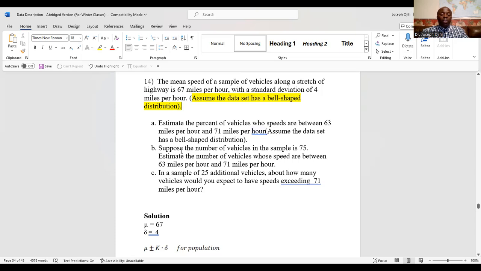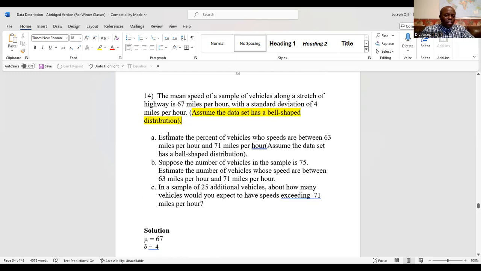Then part B says, suppose that the number of vehicles in the sample is 75. Estimate the number of vehicles whose speeds are between 63 miles per hour and 71 miles per hour. Then part C says, in a sample of 25 vehicles, about how many vehicles would you expect to have a speed exceeding 71 miles per hour?